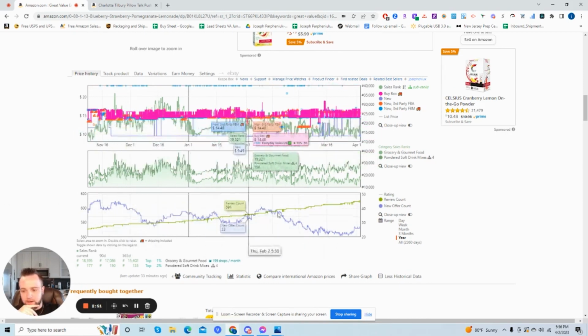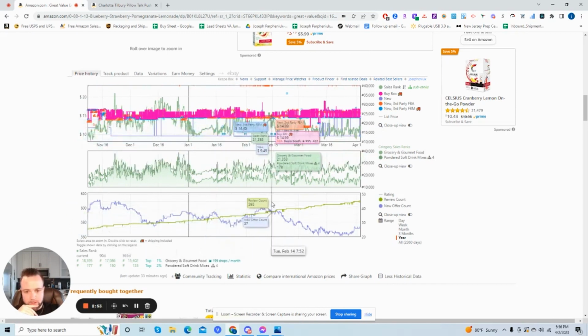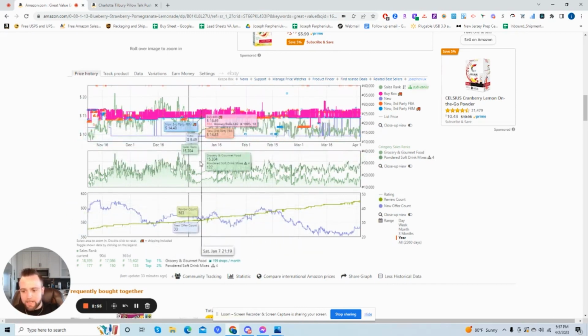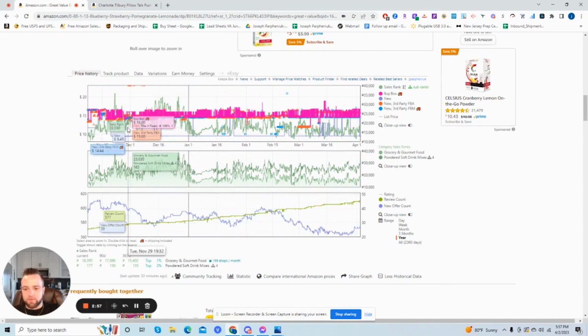It looks like it's a very arbitrageable product. There's 40 sellers at one point. So yeah, let's get into the other two key metrics as far as Keepa.